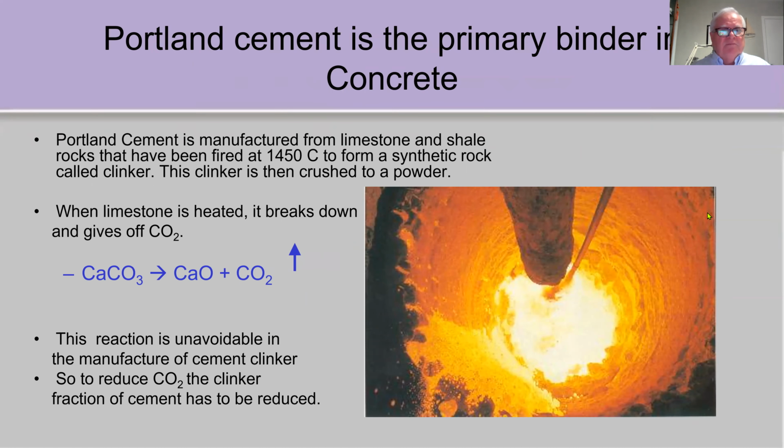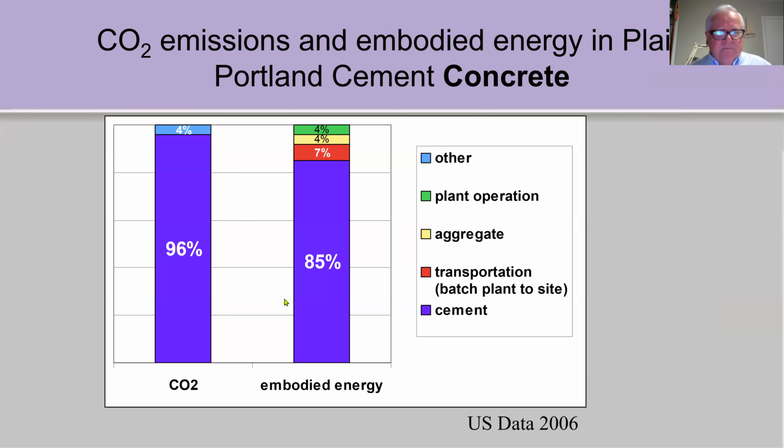And the reason for this is that Portland cement is the primary binder in concrete. It's manufactured from limestone and shale or clay, fired at high temperatures to form cement clinker, which is then crushed to a powder. But 2/3 or 3/4 of the material is calcium carbonate, limestone. And when you heat to about 800 degrees, it breaks down into calcium oxide and gives off CO2 to the atmosphere. And that's unavoidable if we're going to have calcium silicate cements. That's about 60% of the emissions. About 40% is related to fuel, to fire the kiln, and energy to turn the ball mills.